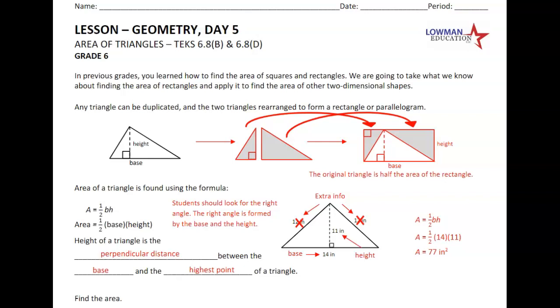We're going to focus today on area of triangles. You did learn how to do this in elementary school, so we're going to zip through this pretty quickly and just do a quick refresher.